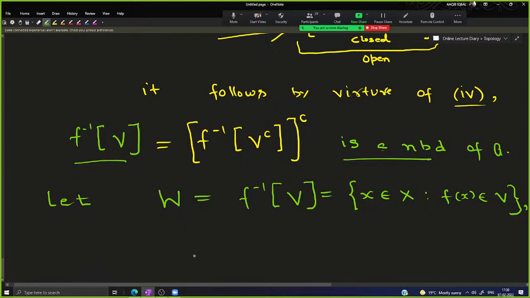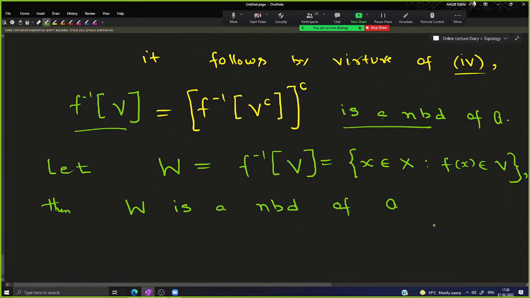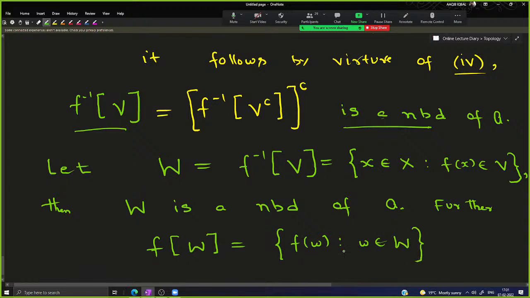Let W be equal to this, then capital W is a neighborhood of A. Full stop. Further, if you look at one more thing here, if I ask you what is f of W, by definition f of W means f of little w as little w varies over capital W, so that means it is the set of f images of elements of W.